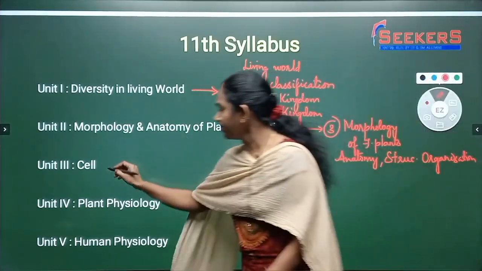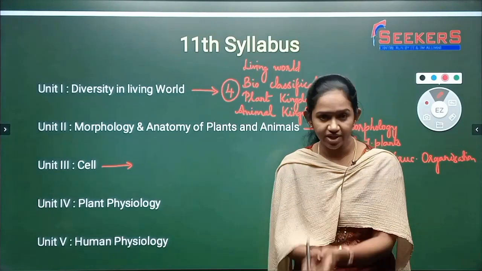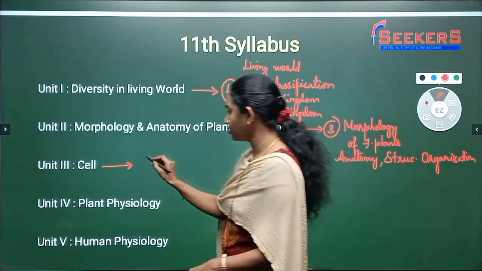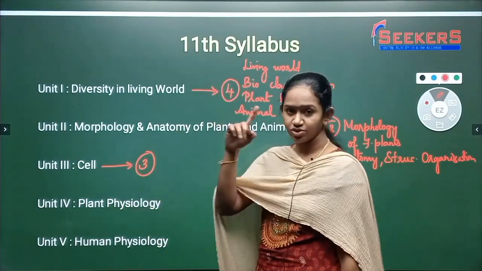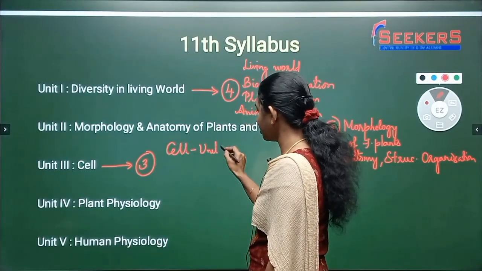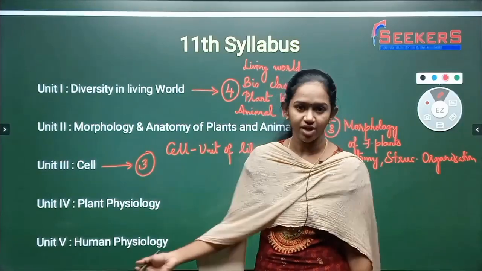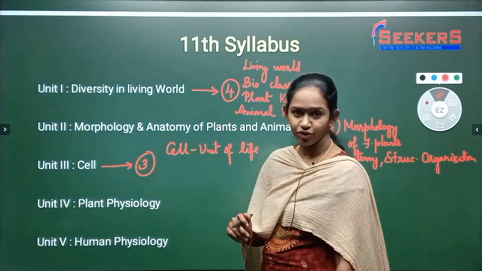Okay. Now coming to Unit 3. Unit 3, Cell, is a very important unit and also the very basic unit for your biology. In this also we have totally 3 chapters. The very first chapter is Cell: The Unit of Life. From our 6th class of biology we have been studying about the cell, so we are well versed with this chapter. Hope this chapter is very easy for everyone.